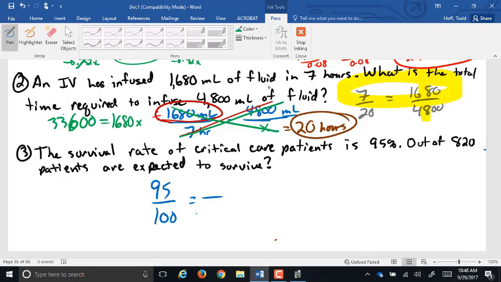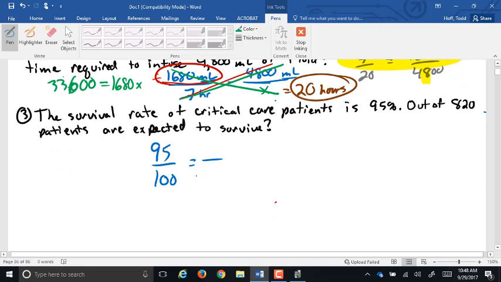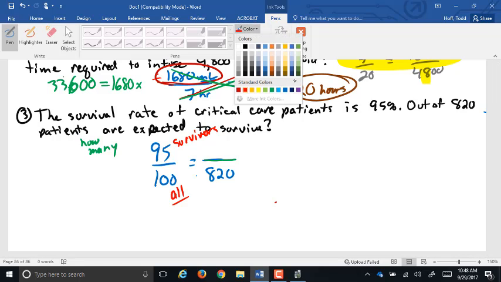Okay, so for the critical care patients, 95% is 95 out of 100. Out of 820 patients, how many are expected to survive? Where would the 820 go in our proportion here? Bottom. Because if I look at my percent here, 95%, the 95 represents survivors. The 100 always represents everybody. That's all of them. So 820 is all of them. How many are expected to survive?